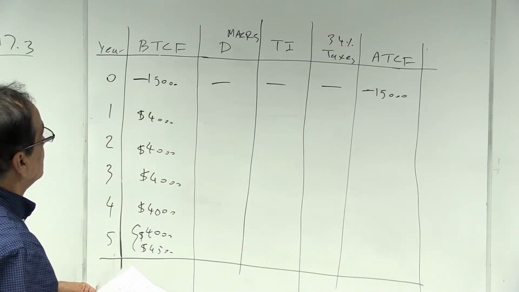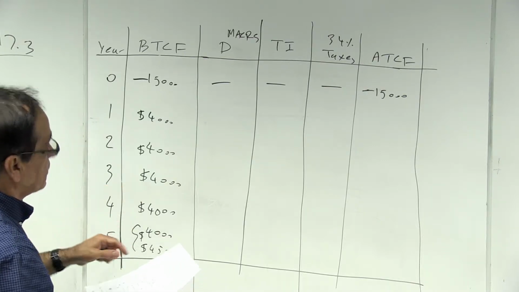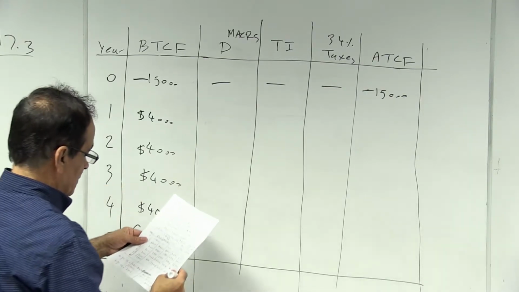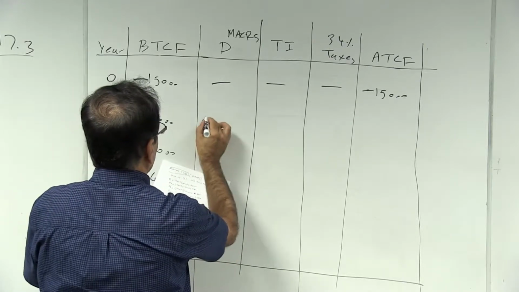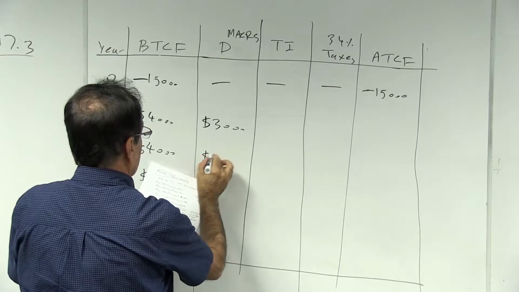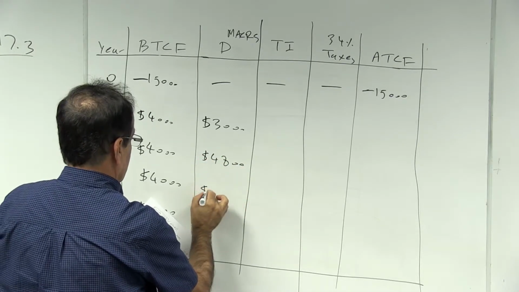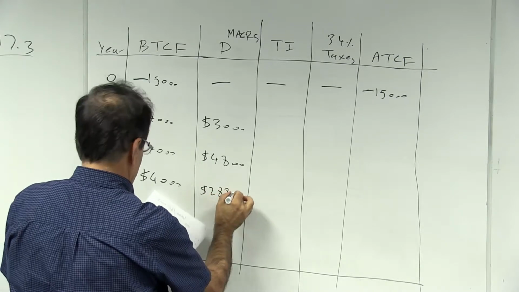Now we're going to find the depreciation. In the previous part, I asked to calculate the depreciation. I'm going to include it here. So the first one was 3,000. The second one was 4,800. 2,880.